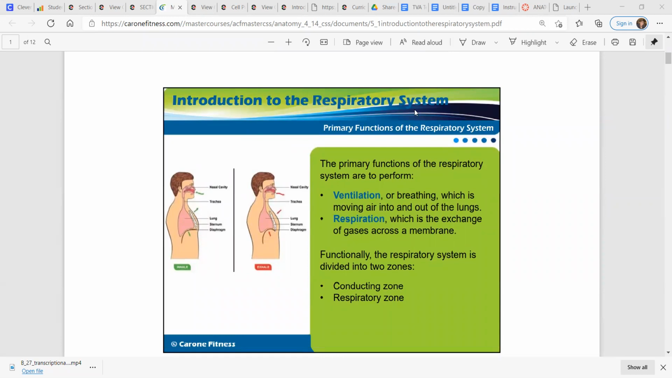So, the main functions are ventilation and, of course, respiration. Ventilation is breathing. So that is moving air into and out of your lungs. Respiration is the exchange of gases across a membrane. So it's a little different. But functionally, the respiratory system is divided into two zones. We have the conducting zone and the respiratory zone.